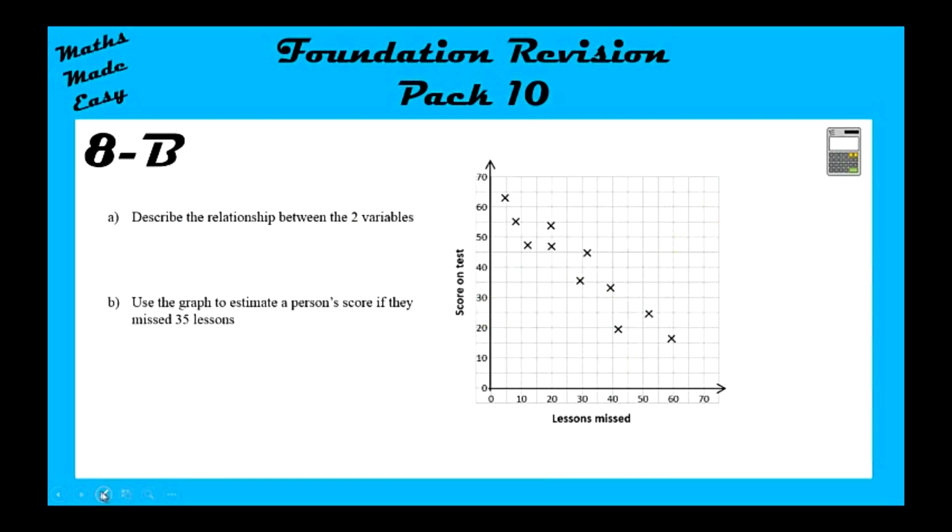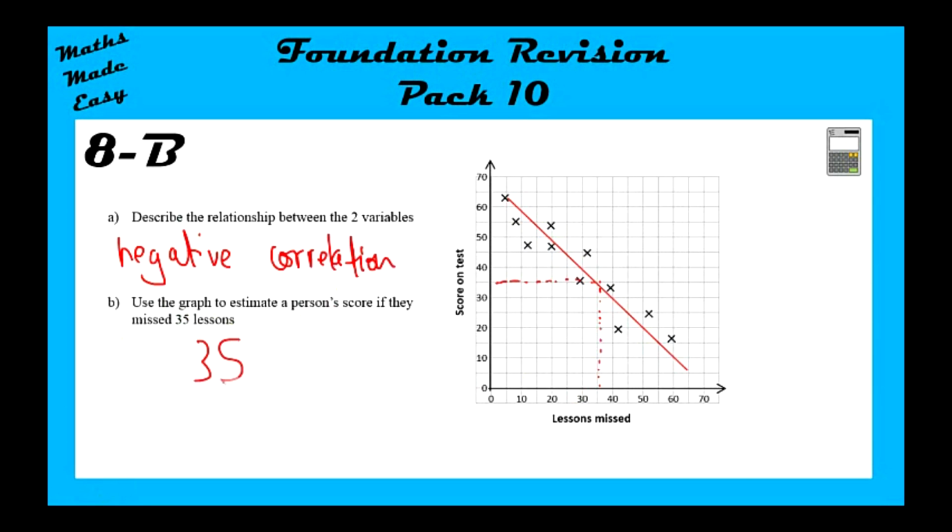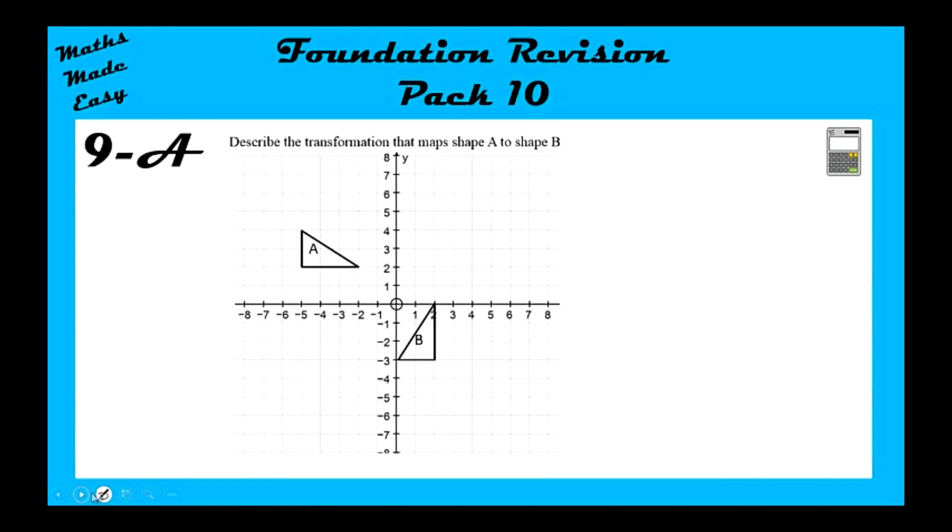Question 8b, again we can describe the relationship. This time the line slopes down that way. That's a negative correlation. And this time the question is correct. Use the graph to estimate a person's score if they miss 35 lessons. So lessons missed, 35. And if you go up from 35 and across again, I get once again about 35 as a score on the test. So again, probably somewhere in between 30 and 40.